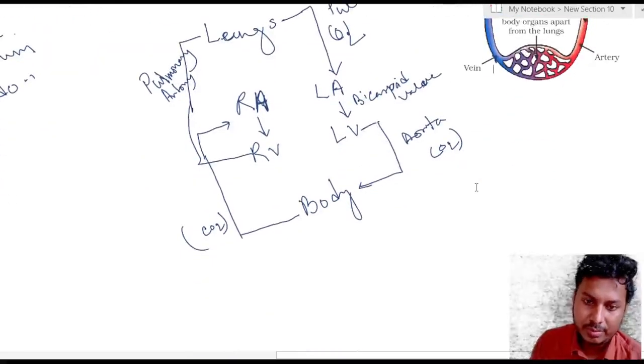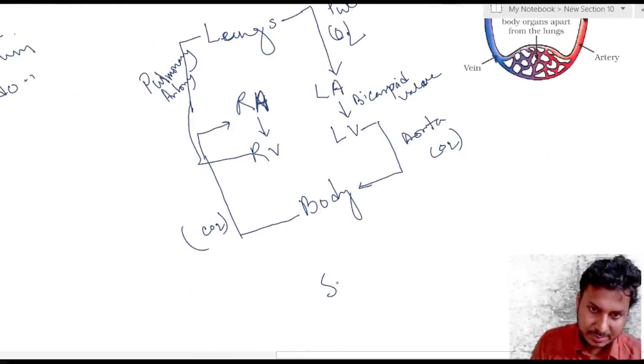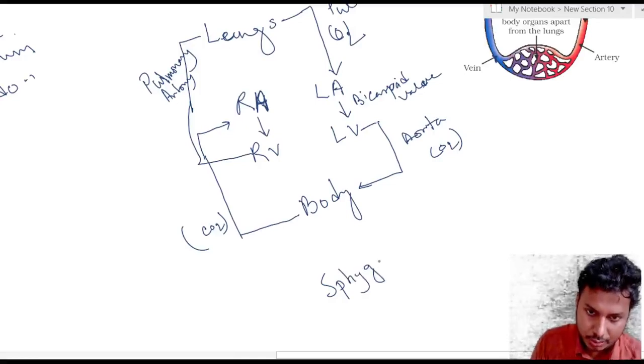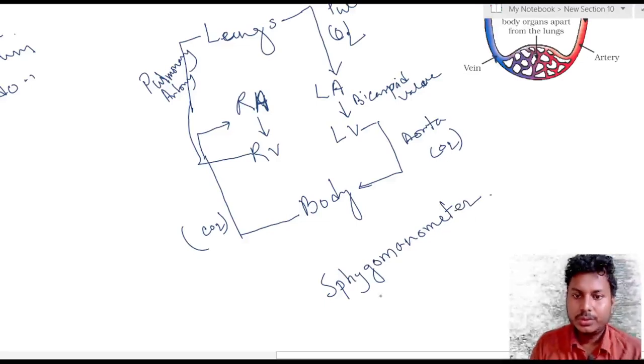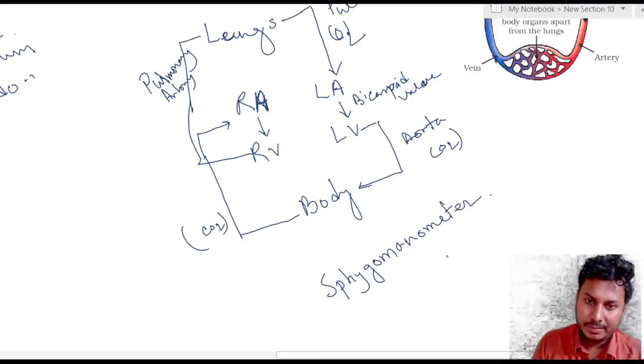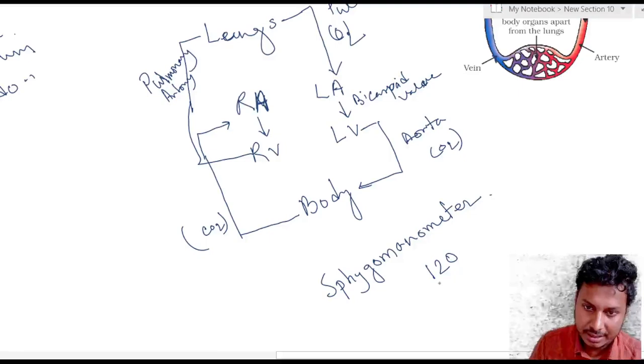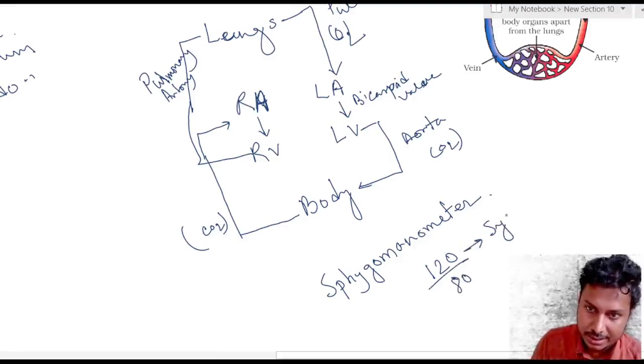We measure blood pressure through a machine called a sphygmomanometer. Through the sphygmomanometer, we measure the blood pressure. This is our normal blood pressure, 120 by 80. It is a systolic pressure, and it is a diastolic pressure.